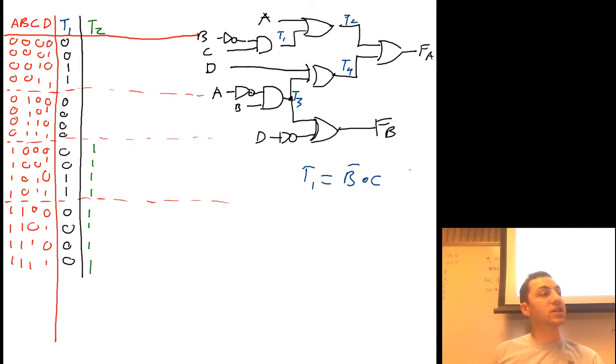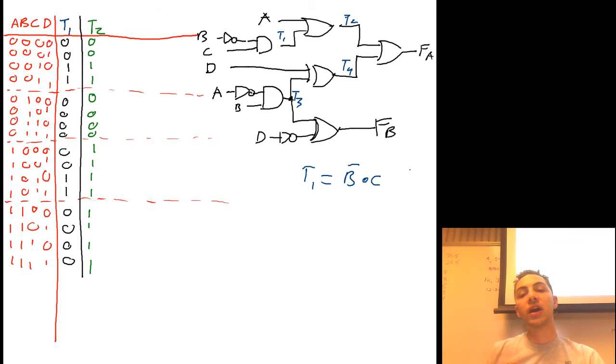So in order for T2 to be a 1, or for T1 to be true, we need to look at T1. Any place where T1 is 1, T2 will also be 1. So the remaining rows are zeros in both cases, so that's my row T2.